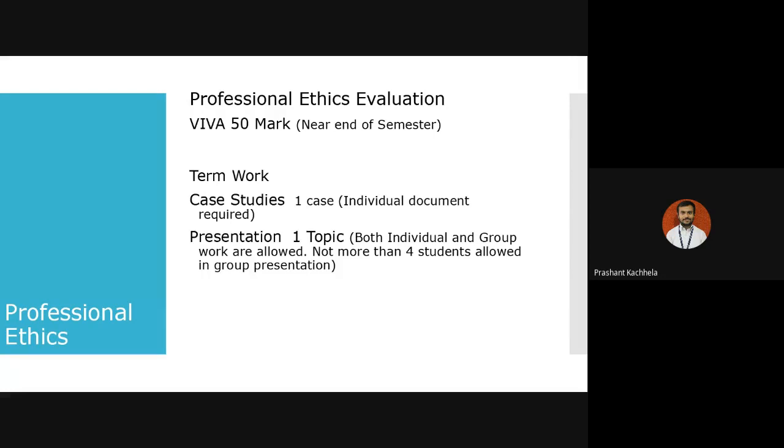The second component is the presentation. You have to prepare one whole PPT regarding any of the topics. I'll give you choices, and there is flexibility whether you want to be in a group or present individually. It is completely fine for me. But if you are going to form a group, make sure there are not more than 4 students in one particular group. Only 4 students can be in that group.